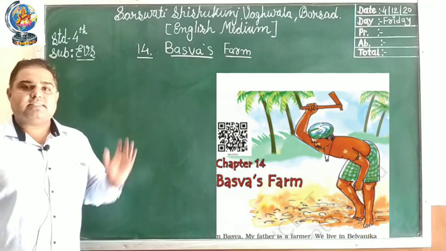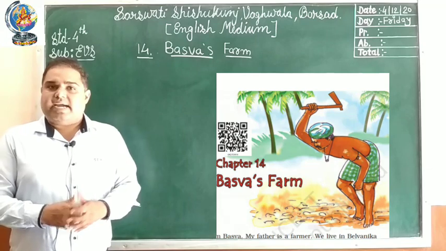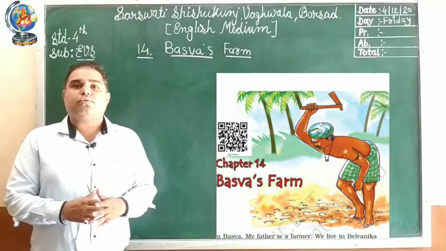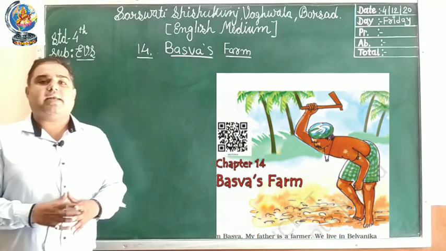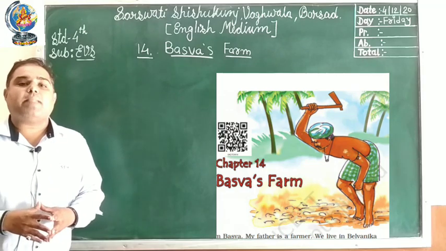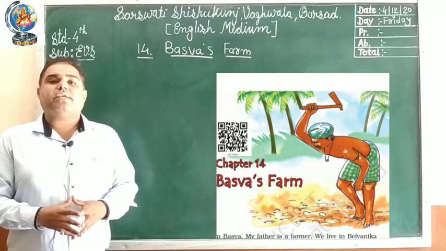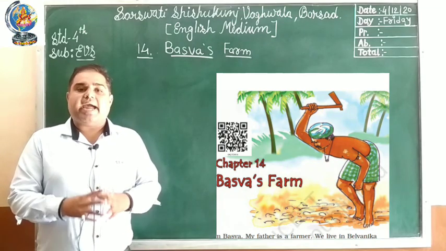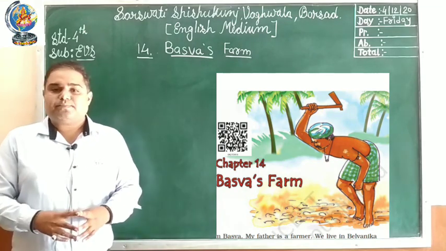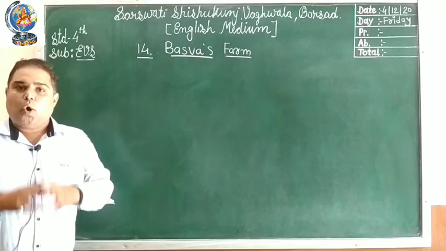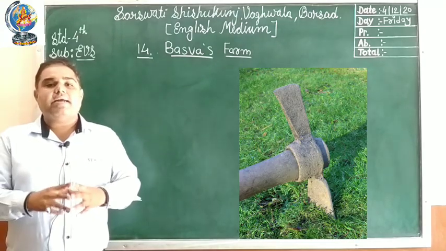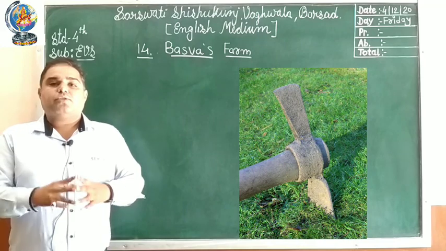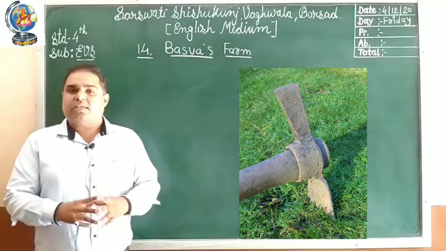Students, here one picture is there. In this picture, you can see that Basva's father is using the Kunti. Kunti in the local language we call Kodali. So he is using the Kunti to dig the soil, loosen the soil and make it soft. In English we call Kunti an iron rod. So students, this is called Kunti.